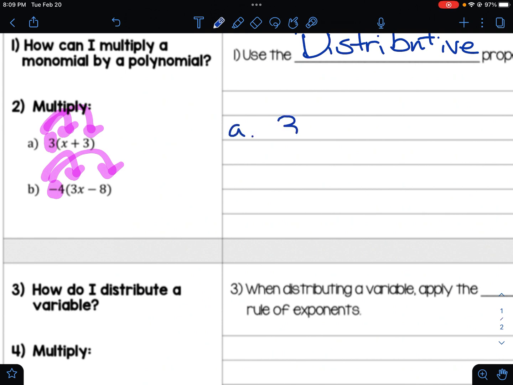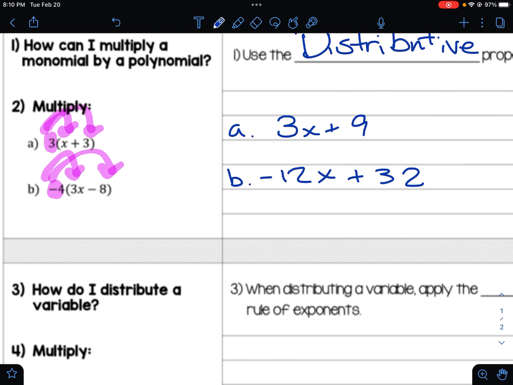So for letter A, we end up with 3x plus 9. And for part B, we would do negative 4 times 3, which would be negative 12x, and negative 4 times negative 8, which will be a positive 32. So we're just going to do straight distributive property.